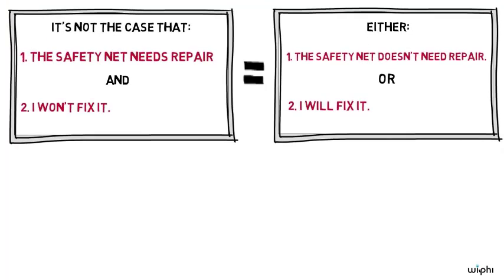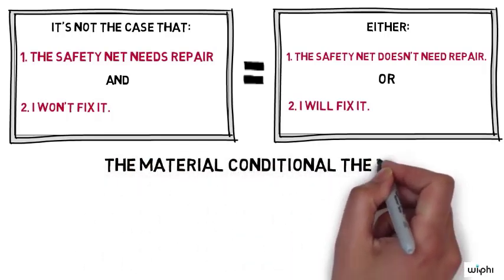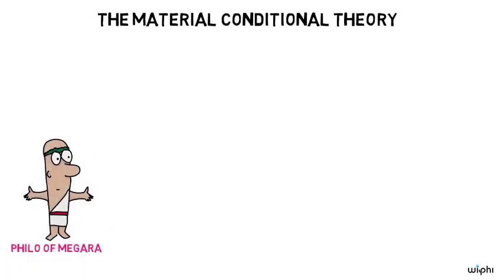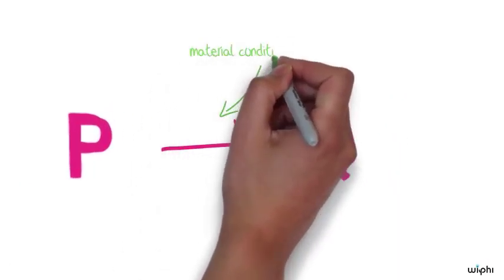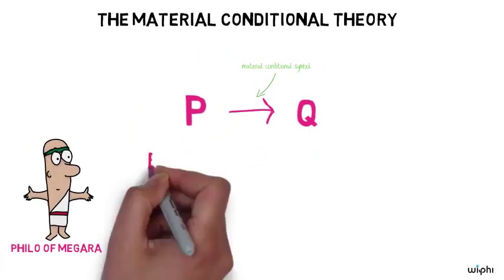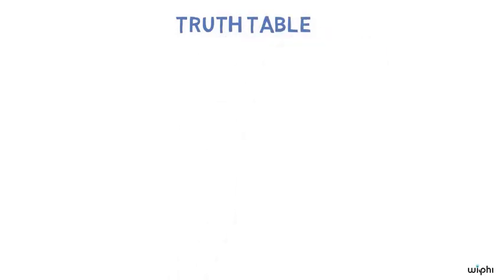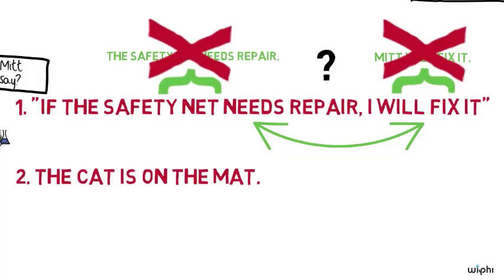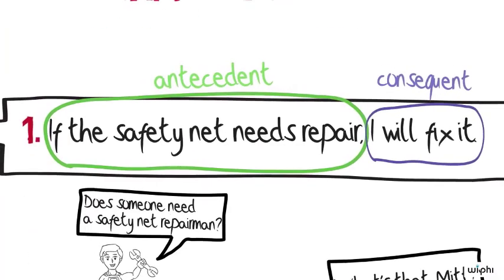Let's call this theory the material conditional theory. Philosophers, at least as far back as the Hellenistic philosopher Philo of Megara, have been attracted to this theory about what conditionals mean. In order to state the material conditional theory more precisely, we will make use of a device from logic called a truth table. A truth table is a way of representing how the truth of a complex sentence, in this case the conditional 1, depends on the truth values of its parts, in this case the antecedent and consequent of 1.